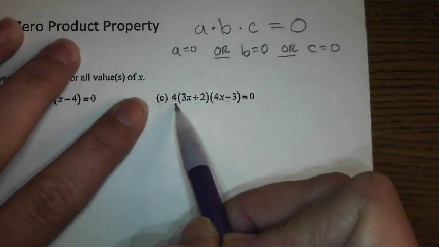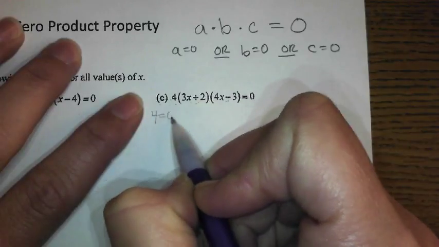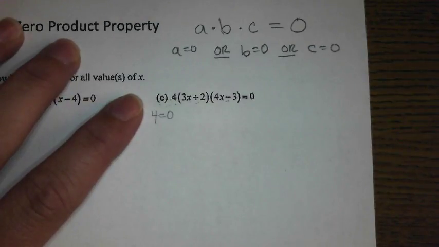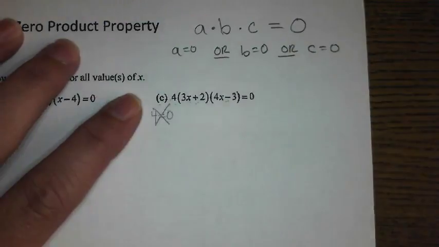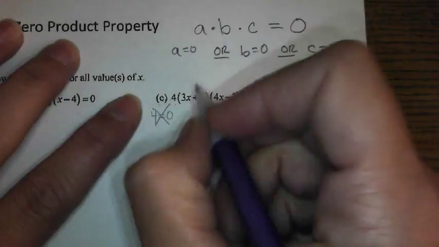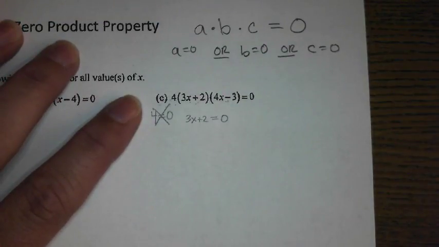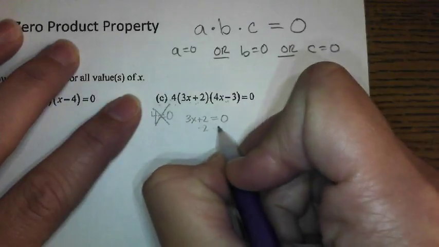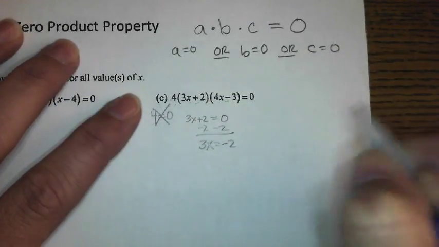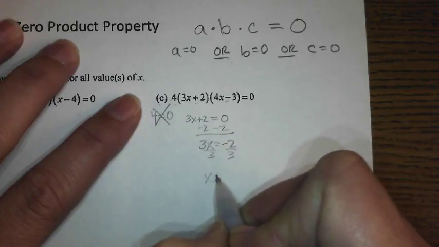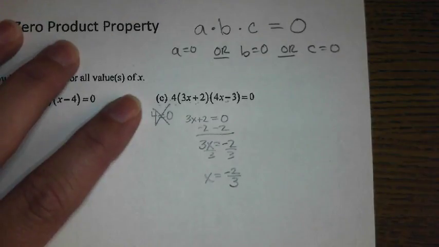Now the first factor here is 4. So if we set 4 equal to 0, what do you know about that? What do you know about that statement, 4 equals 0? It's just flat out false. It will never be true. So this is a no solution. That doesn't provide any solution. We take the next factor, we set that equal to 0, and solve. That does give us one potential solution.